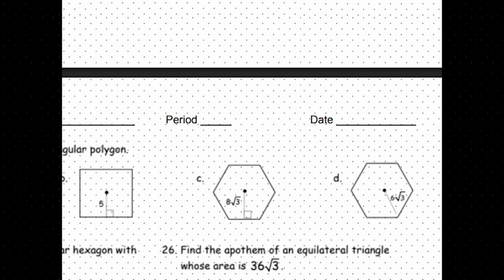Next one. 24. Wait, so this isn't the apothem, right? Or is it? It is. Part B. Okay, so then perimeter is how much? 45, 45, 90. Perimeter is how much? 40. Yes, 40. Good.